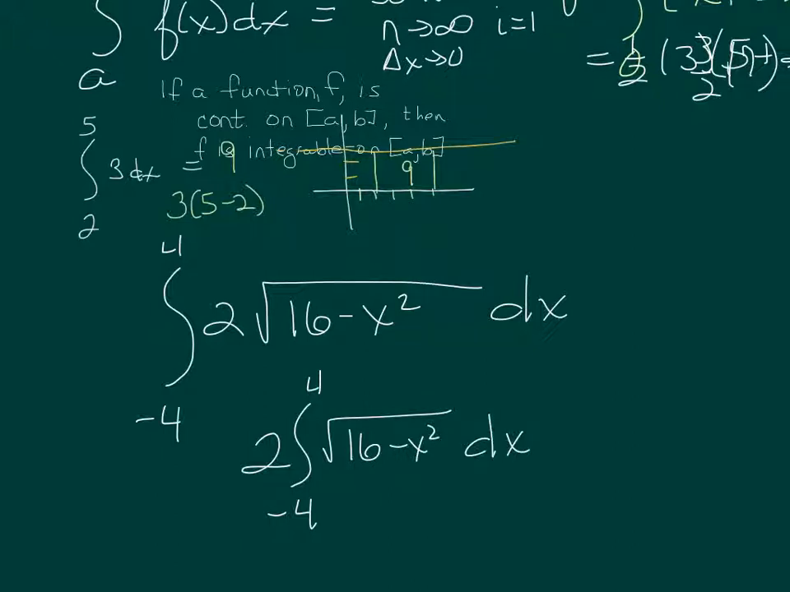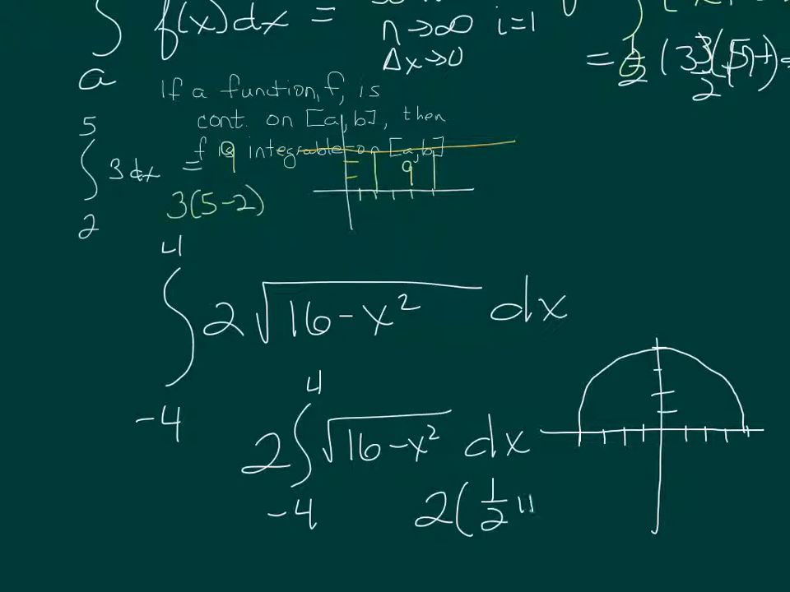So if we draw the graph of that, what's the radius of that semicircle? 4. So it'll look something like that. And since we're going from -4 to 4, this is going to be twice 1/2 pi r squared, which we already have there. So that's going to be 16 pi. But it's twice that.